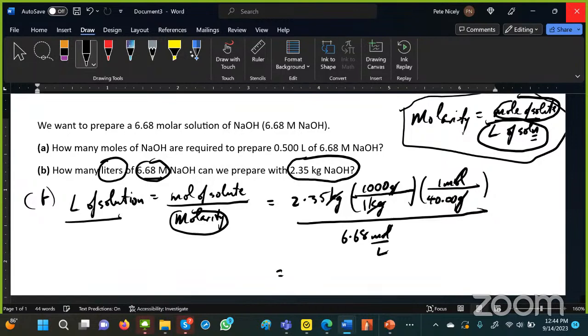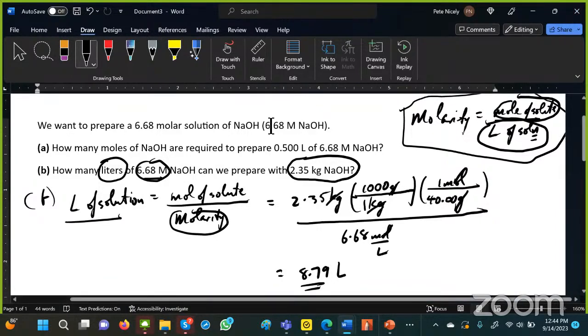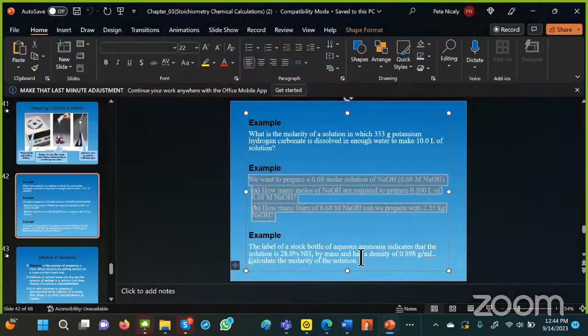So now we have to do the number crunching. 2.35 times 1,000 divided by 40 divided by 6.68. So according to my calculations, rounded off to 3 sig figs, the answer becomes 8.79 liters. And that would be the answer. All right. Any questions about this one? Any questions? No questions? Okay, so let me see here. So one more question coming up.